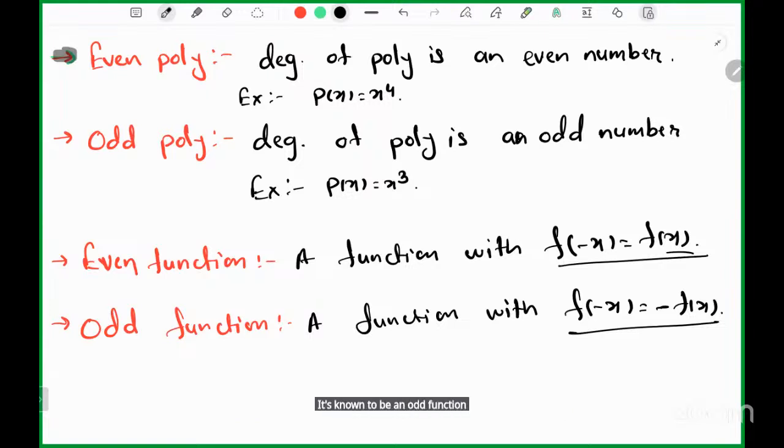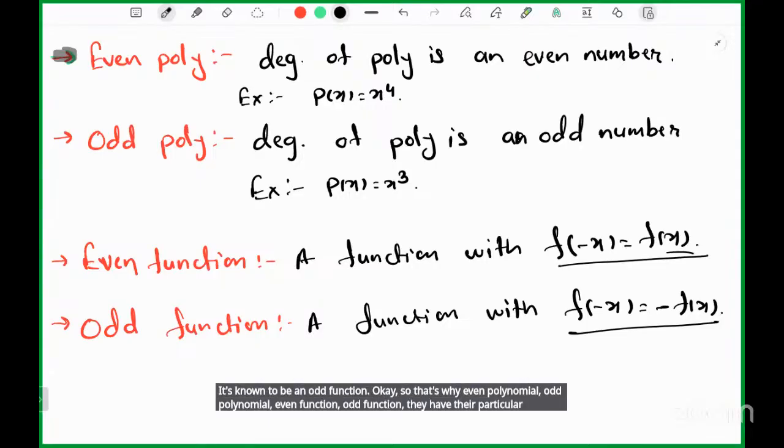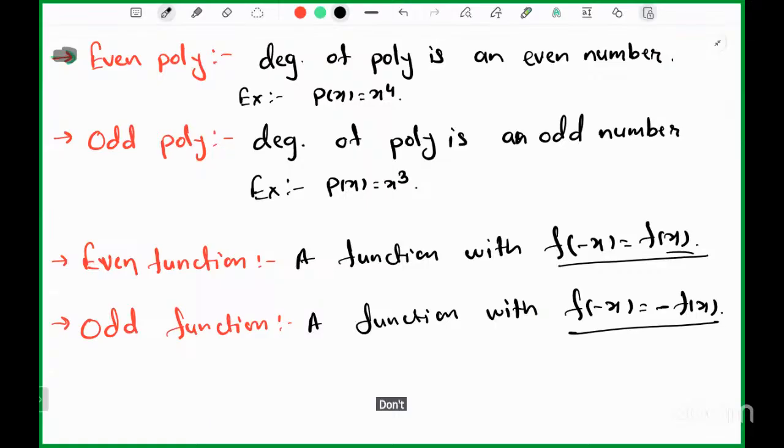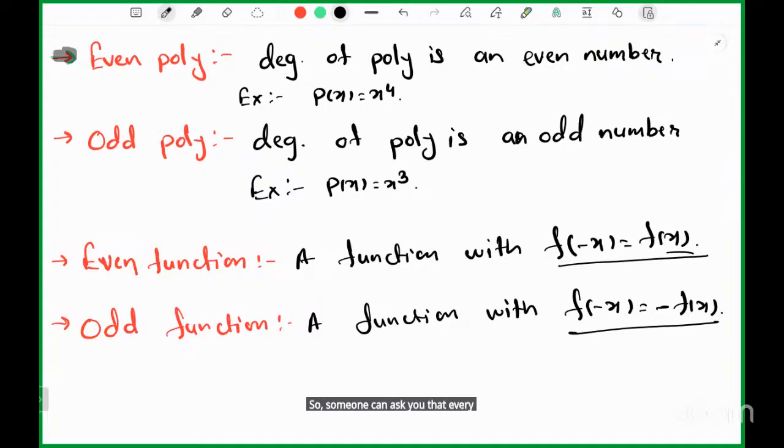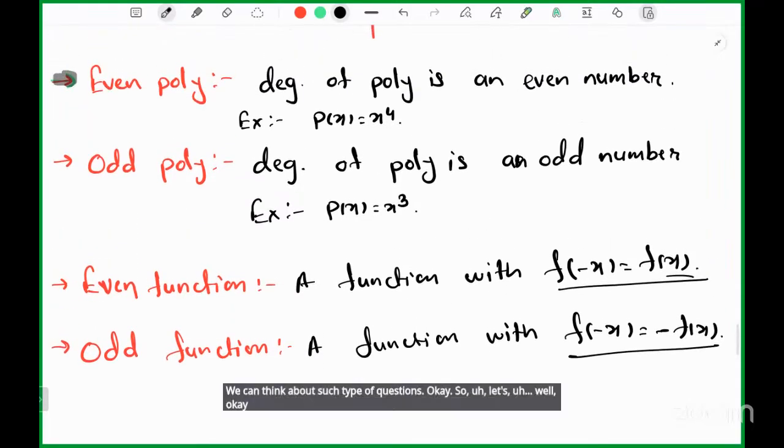Okay, so that's why even polynomial, odd polynomial, even function, odd function, they have their particular definition. So always go by the definition. Don't get confused between even polynomial and even function. Okay. So, and you guys know that every polynomial is a function. So someone can ask you whether every even polynomial is an even function or not. You can think about such type of questions. Okay. So let's try to answer one question.